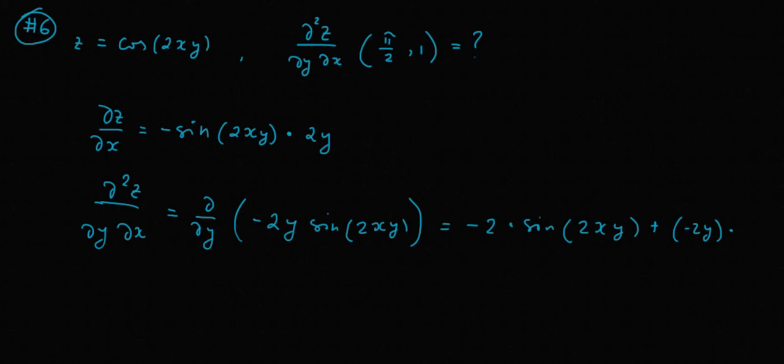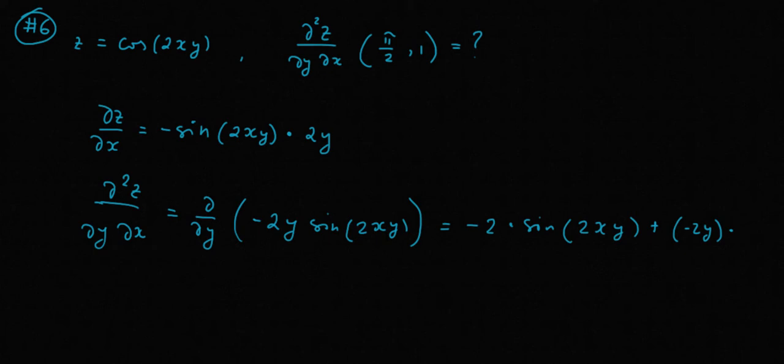Now, here we need to use the chain rule, right? Because our function that we're differentiating is a composite function. It's not just sine, it's sine of 2xy. And so the outside function is sine, the inside function is 2xy. The derivative of sine is cosine. The derivative of 2xy with respect to y is 2x.